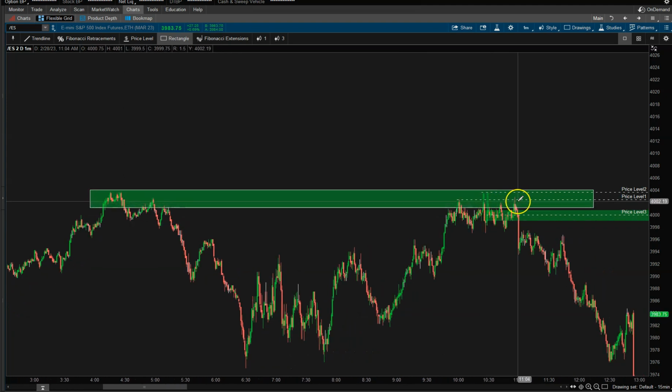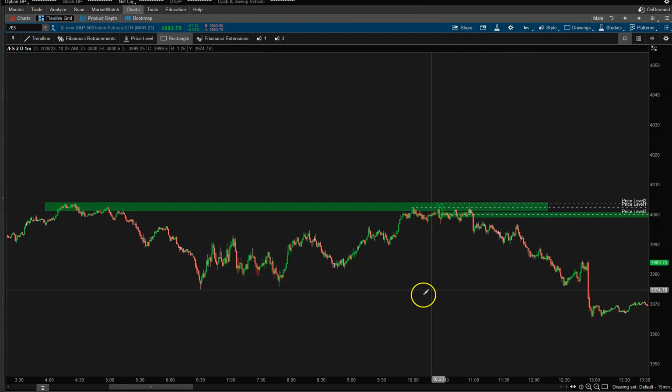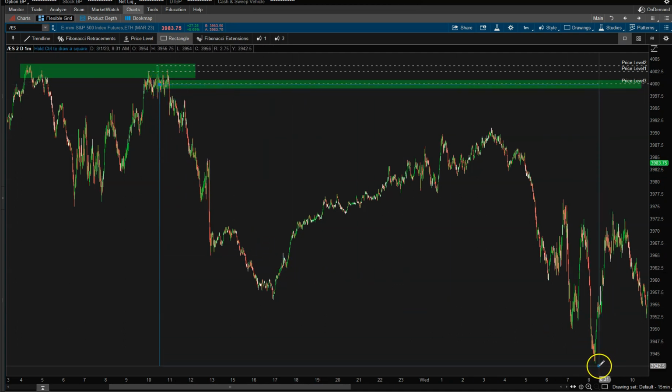But price goes, and then we collapse, and the shorts just come in and hammer this thing. So if we zoom all the way out, look at this. Just 4 points of risk would have gained you, man, you could have gotten all the way down here.